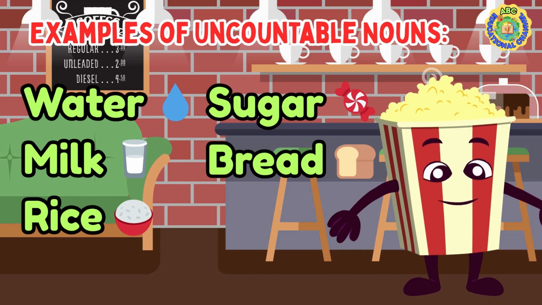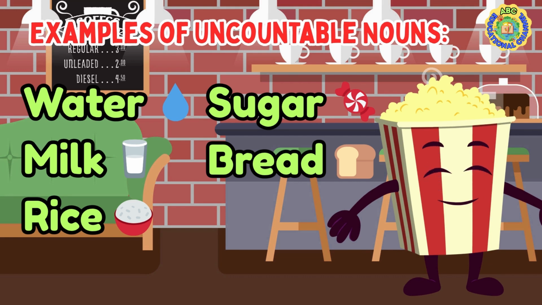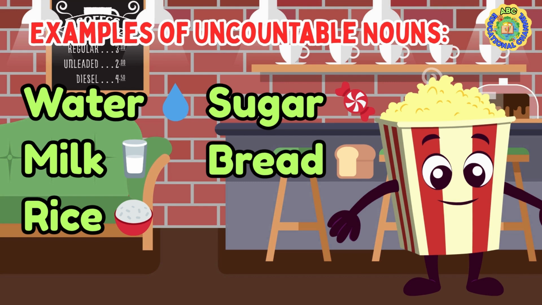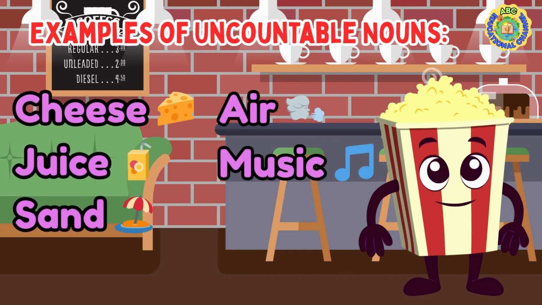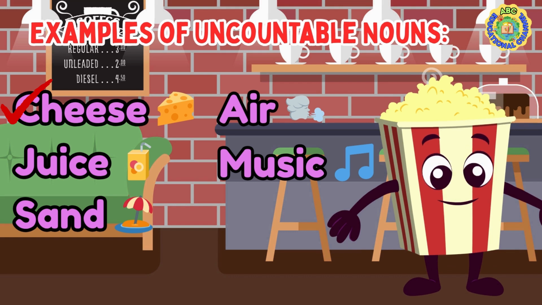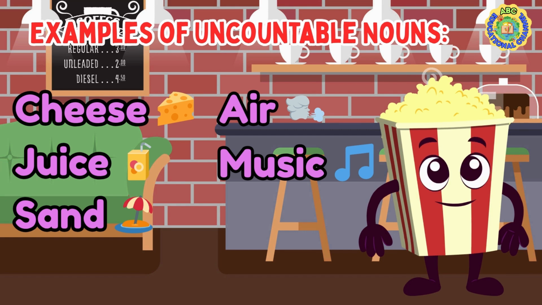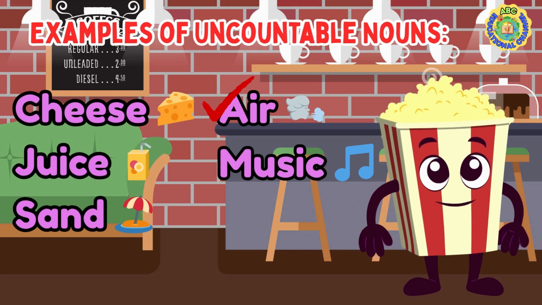Examples of uncountable nouns: water, milk, rice, sugar, bread, cheese, juice, sand, air, music.